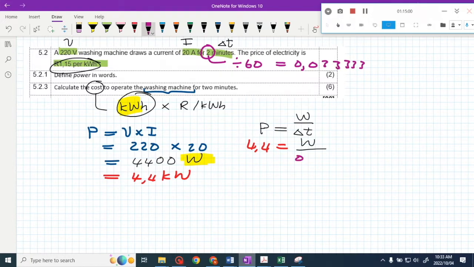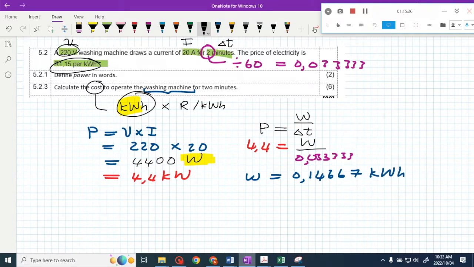So here we put in 0,033333. When you multiply up, you guys are going to have to tell me the answer. W is equal to 0,14666. Okay, I'm going to round off to 7 there. This is in kilowatt hours. Okay, so what did I do? I used this to calculate the power, which I converted to kilowatts. I went to a power formula or the work or energy formula, and I calculated the work in kilowatt hours.